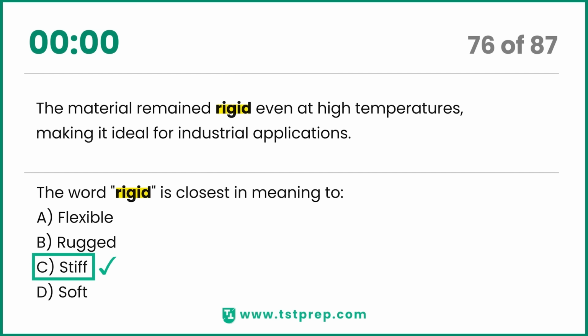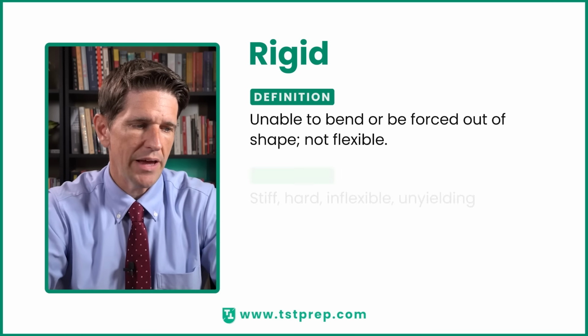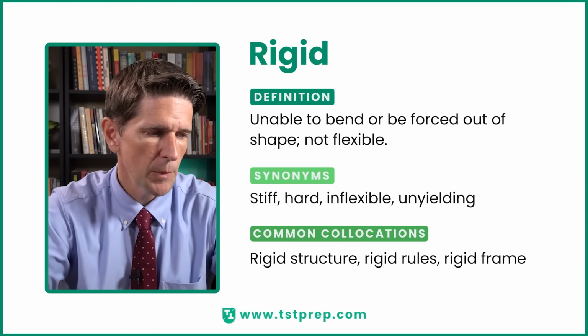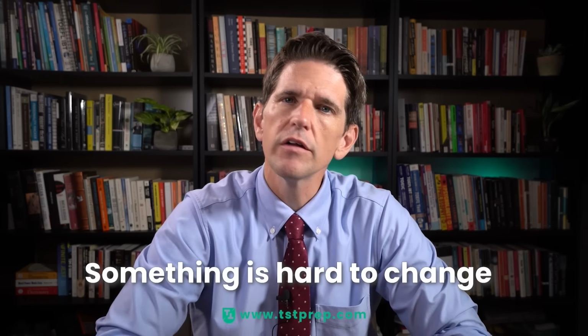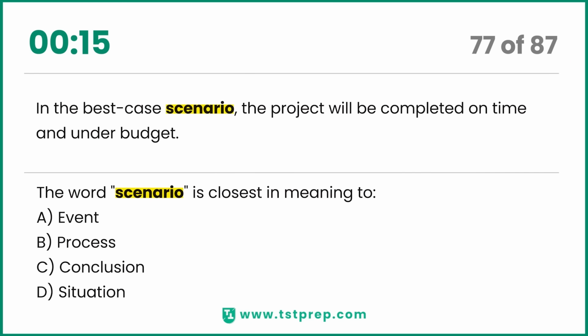Here the correct answer is C, stiff. So if you are rigid, it's unable to bend or be forced out of shape. Rigid structure, rigid rules, rigid frame. Yeah, so it's a way of saying that something is hard to change. You could say that any organization, a school, a company, a business, even a society might be rigid, might be strict. Next one.